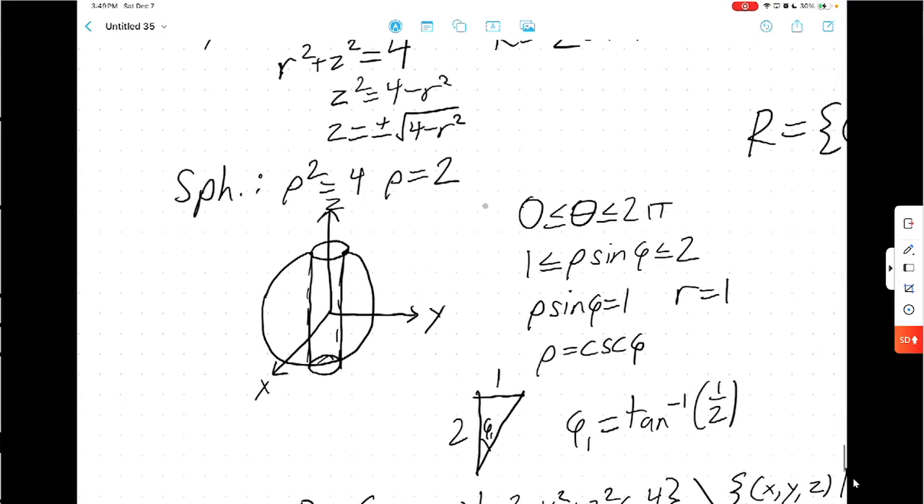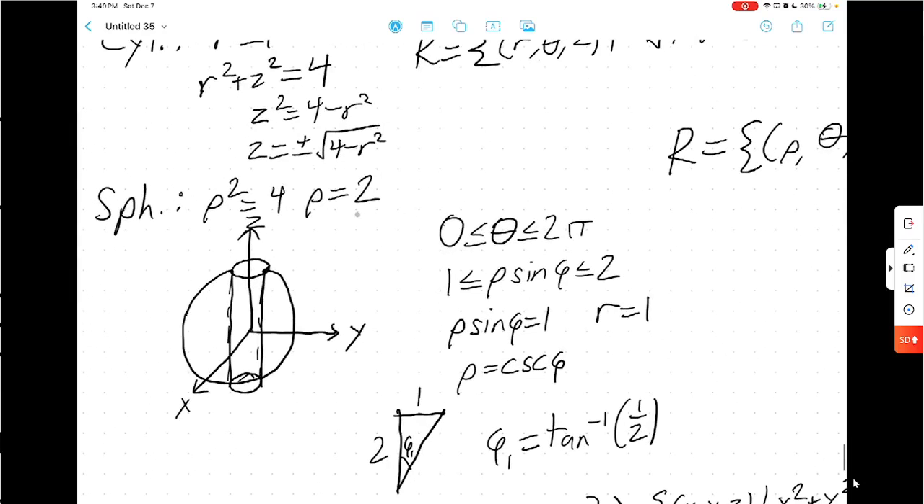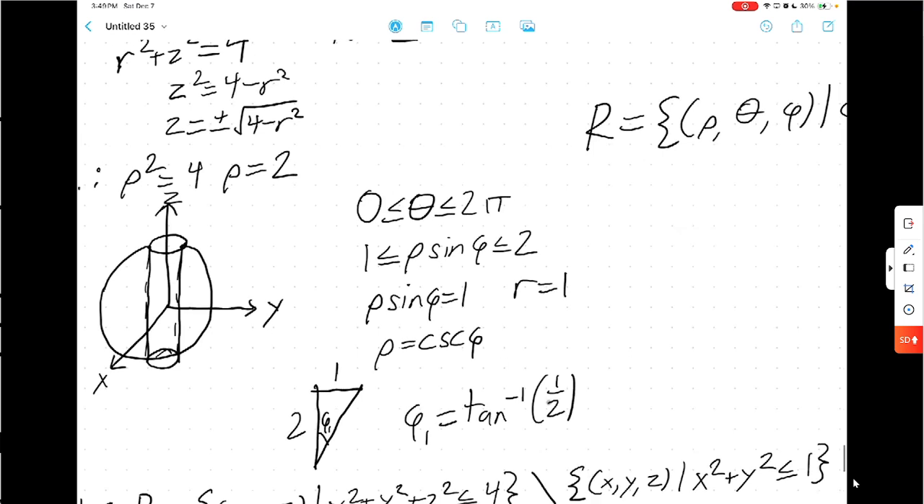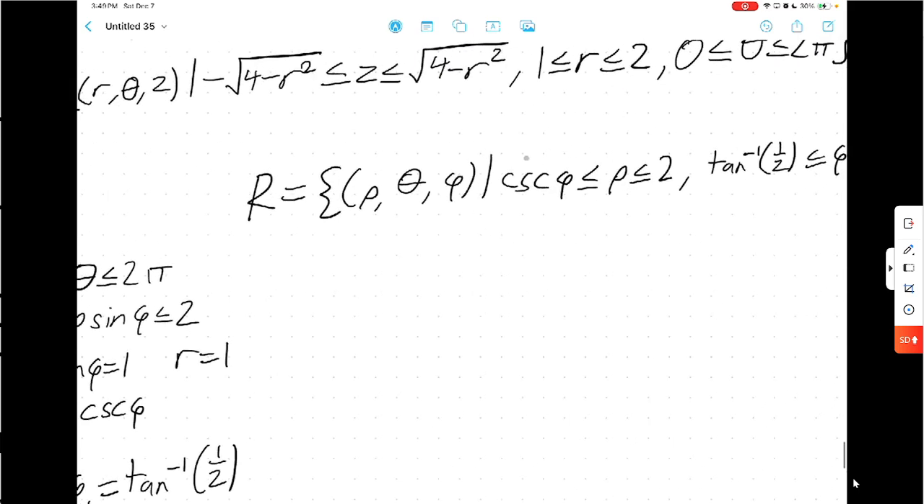For spherical, we have one of the bounds be rho equals 2. This is from the sphere. And then we want to remove the cylinder, so we must start from essentially where the cylinder is, and keep going. So we have the cylinder defined as rho sine phi equals 1, from r equals 1. Therefore, rho is equal to cosecant of phi. That's going to be our lower bound. So our rho bounds are from cosecant phi to 2.